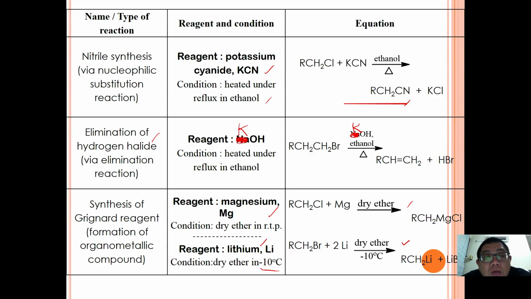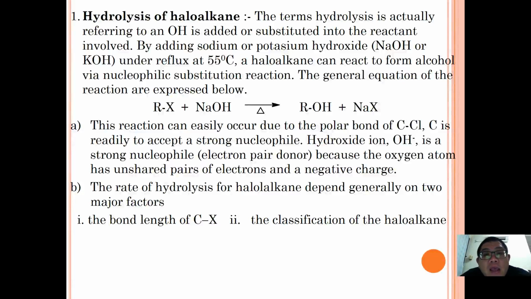Without hesitation, we are going to have a look at only one type of reaction, which is hydrolysis of the haloalkane. The term hydrolysis refers to an OH being added or substituted into the reactants involved. By adding either sodium or potassium hydroxide under reflux at 55 degrees Celsius, a haloalkane can form an alcohol via nucleophilic substitution reaction. The general equation for the reaction is expressed below: if you have RX plus NaOH under reflux, you form an alcohol plus sodium halide.